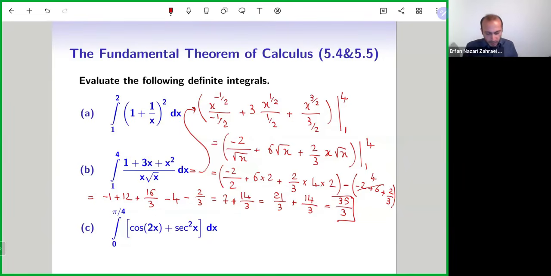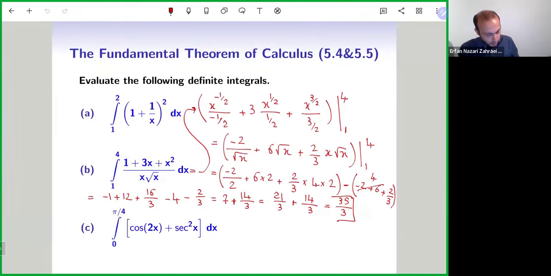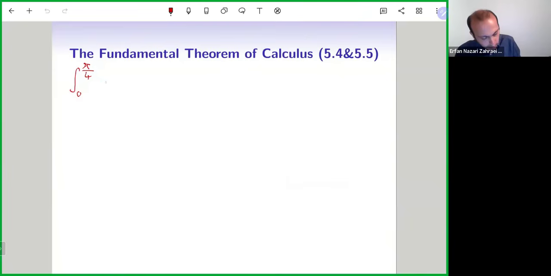And for the last one, I probably need a little bit more space. So let me do it on the next slide. I'm doing integral from 0 to pi over 4 of cosine 2x plus secant squared x dx.